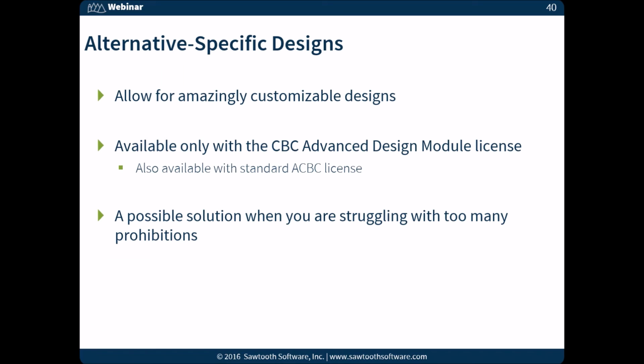Alternative specific designs are a possible solution when you're struggling with too many prohibitions. Oftentimes clients might come to us and say, oh, this would never work for this attribute, and this would never work with this level, and this prohibition list starts to get a little bit out of hand. That's when I take a step back and think, can I convert this into an alternative specific design and get much better results and a more balanced design than if I were to approach it with my multiple amounts of prohibitions.